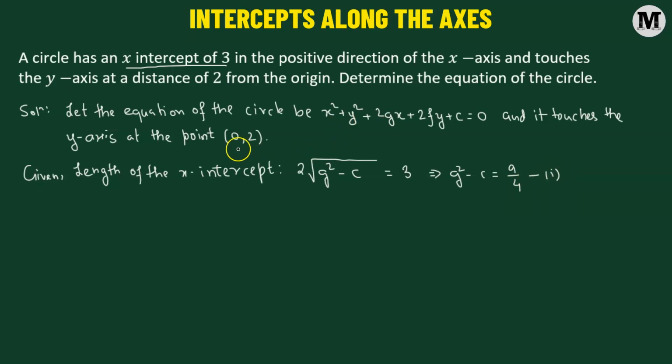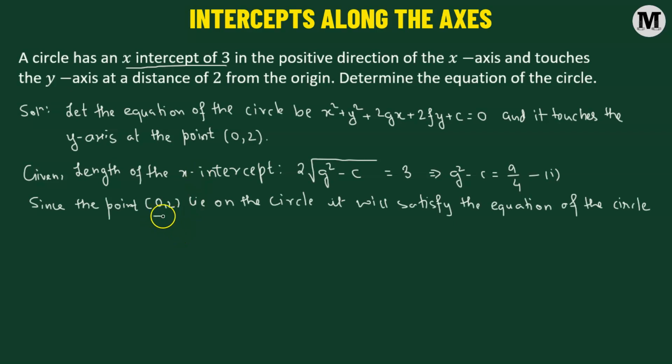Now, since the circle touches the point (0, 2), we can say that (0, 2) is going to satisfy the equation of the circle because it lies on the circle. This simply means that we can replace x with 0 and y with 2 in the general equation of the circle. So we get 0 squared plus 2 squared plus 2gx plus 2fy, so y is 2, plus c equals 0. When we rearrange the terms, we get c plus 4f plus 4 equals 0. Let this be equation number 2.